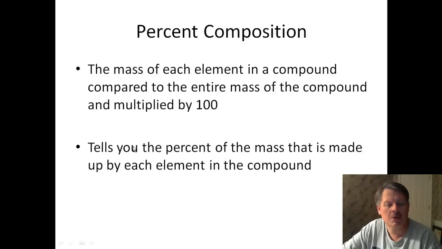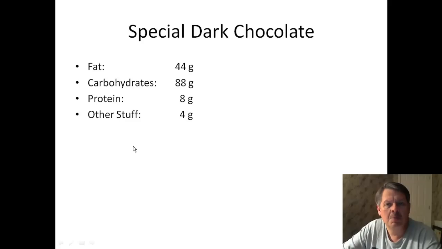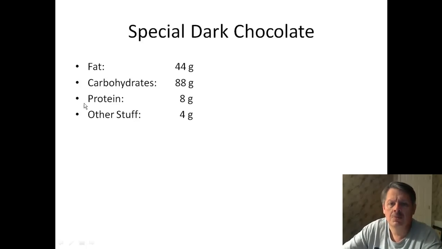So we're going to talk about that, but we're going to take it out of chemistry for just a second. I happen to be a special dark chocolate person. Now, if you buy a particular bar of special dark chocolate, I looked on the back, and it said it was made up of 44 grams of fat, and 88 grams of carbohydrates, and 8 grams of protein, and 4 grams of other stuff. So, how do you figure out what your percentages are? Well, the first thing you have to do is look at these numbers, and add them all up. So if I add 44 to 88, to 8 plus 4, well that's 12, plus 88 is 100, so that total is 144 grams.